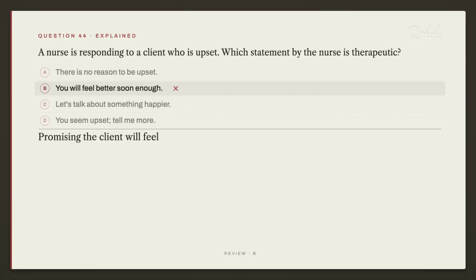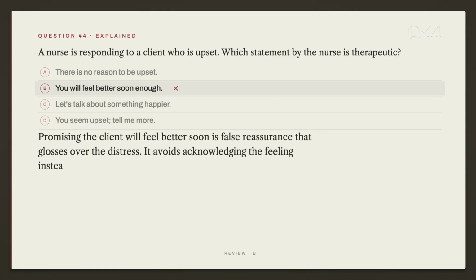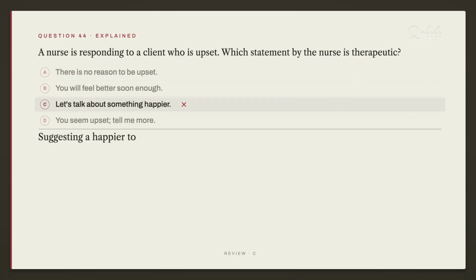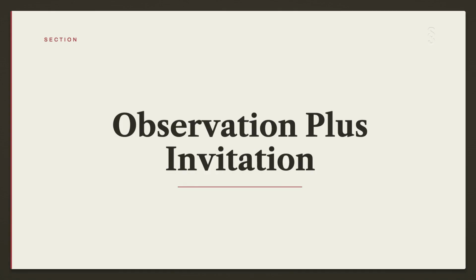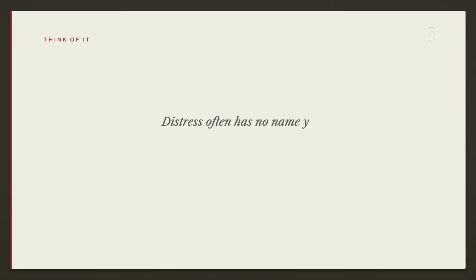B is wrong because promising the client will feel better soon is false reassurance that glosses over the distress. It avoids acknowledging the feeling instead of exploring it with the client. C is wrong because suggesting a happier topic changes the subject away from the client's distress. Redirecting like this is a barrier rather than a therapeutic way to respond to the client. A therapeutic response to an upset client does two things in one sentence. It names what the nurse observes, and it invites the client to say more.